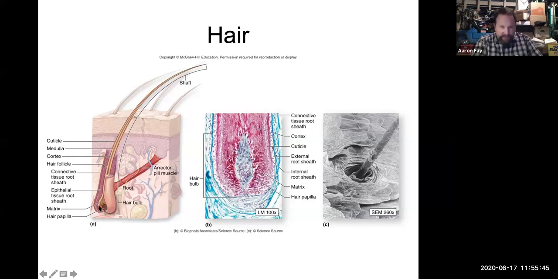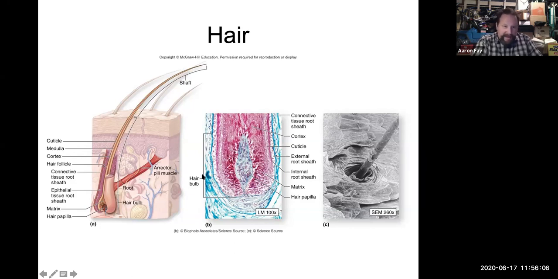This is not the root, this is the bulb. The bulb is the deepest portion. The root is the entire portion of the hair that is located inside the skin, while the shaft is the part that extends beyond the surface of the skin. Notice that the follicle is made out of epithelial tissue.